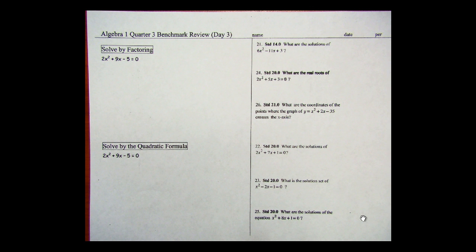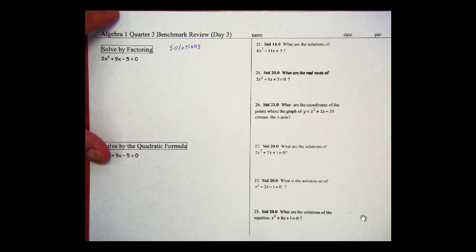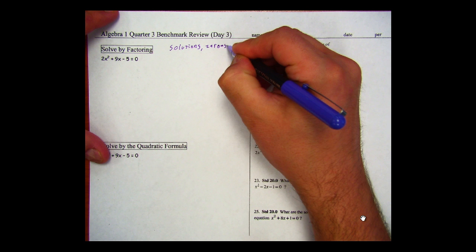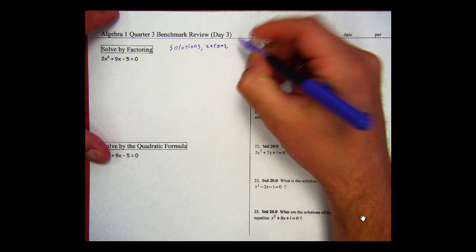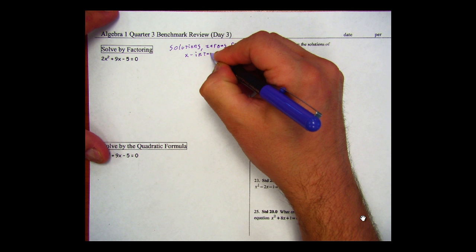So when you have a quadratic and you need to solve it, the first thing is that finding the solutions, which means solving for x, is the same as finding the zeros, which is the same as finding the roots, which is the same as finding the x-intercepts.